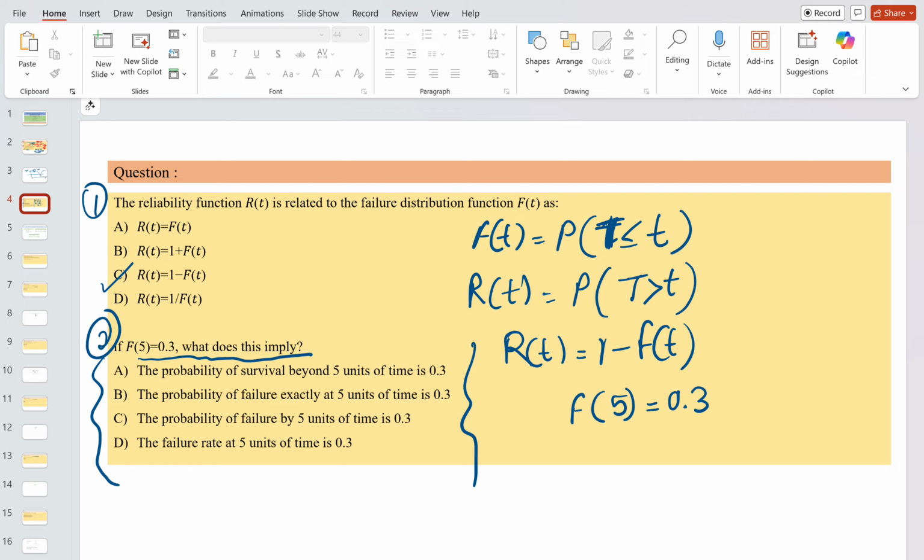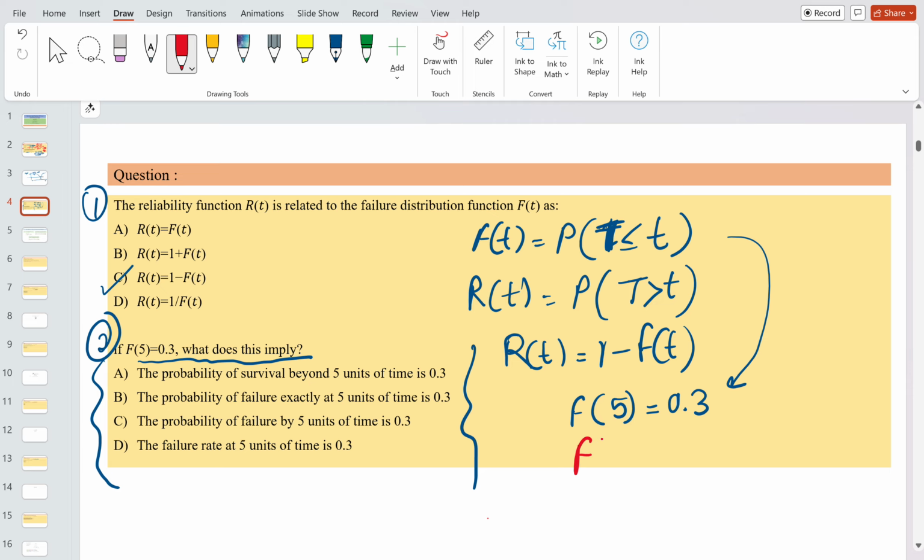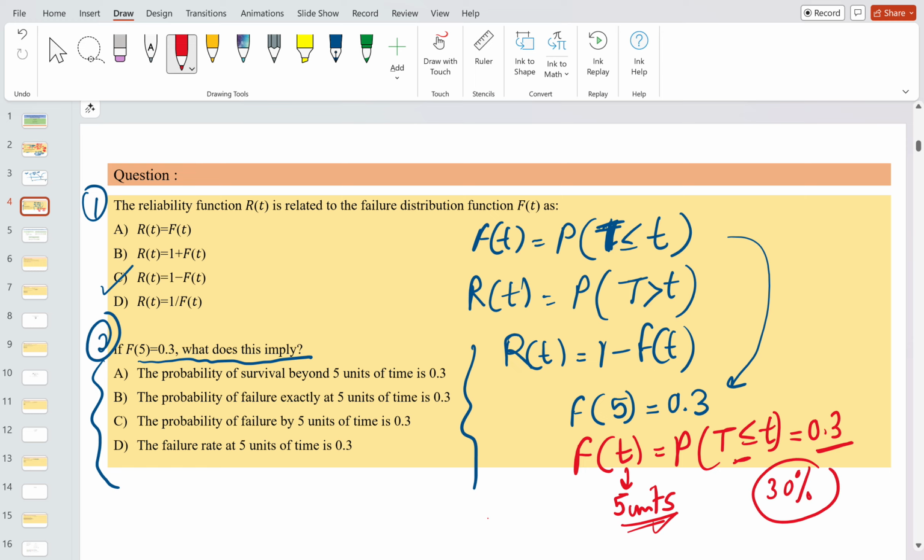Okay, let me explain. If you compare F(5) with the F(t) equation, what is depicted? Let me take another color. F(t) is equal to the probability of T less than or equal to t, which is given as 0.3, and t is here 5. So you can say that time is 5 units, because the units are not given, whether it is second, hour or anything. And 0.3 is basically a probability.